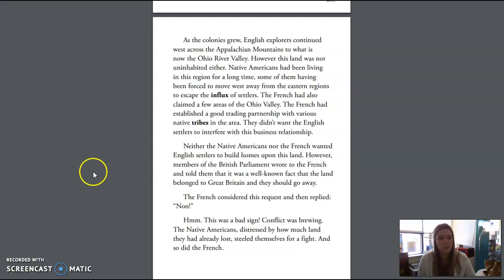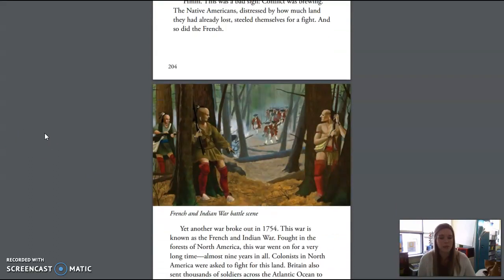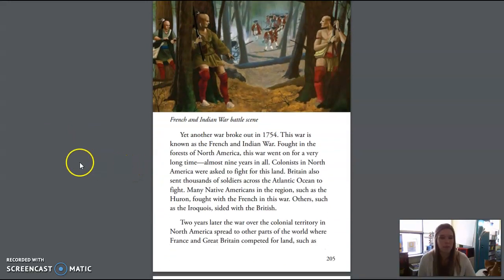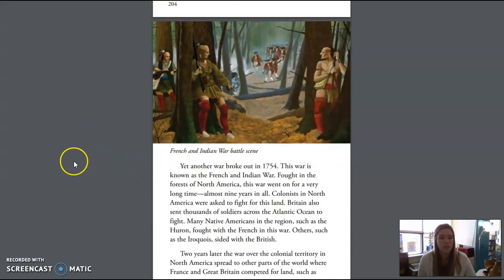The French considered this request and then replied, none. This was a bad sign. Conflict was brewing. The Native Americans, distressed by how much land they had already lost, steeled themselves for a fight, and so did the French. This is a French and Indian war battle scene. Yet another war broke out in 1754. This war is known as the French and Indian War.